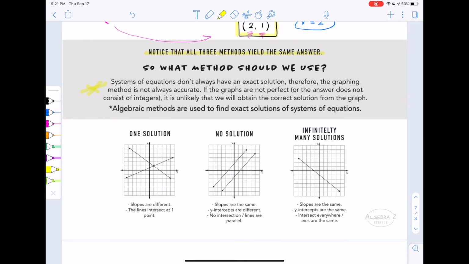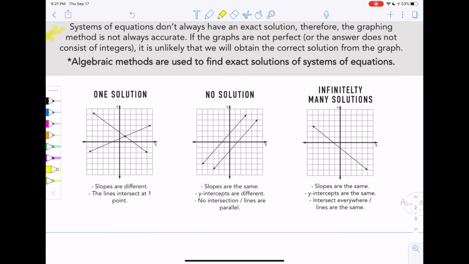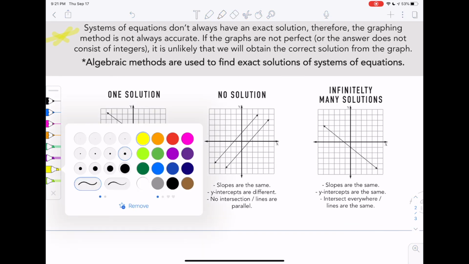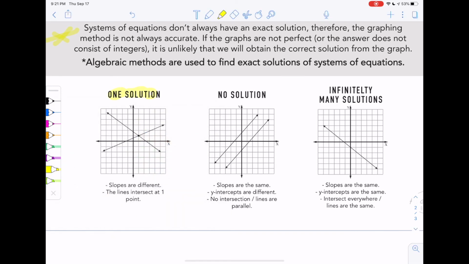Lastly, let's talk about what solutions look like. We have one solution if the graph only crosses in one place, which is the only place the two lines can cross. So one solution is represented by slopes that are different, and the lines intersect at one point.